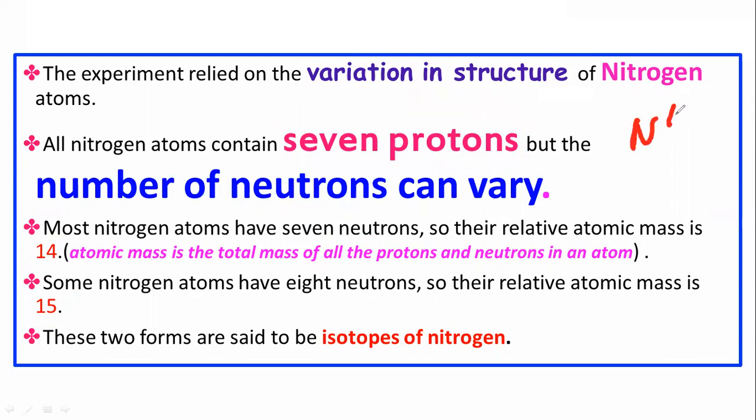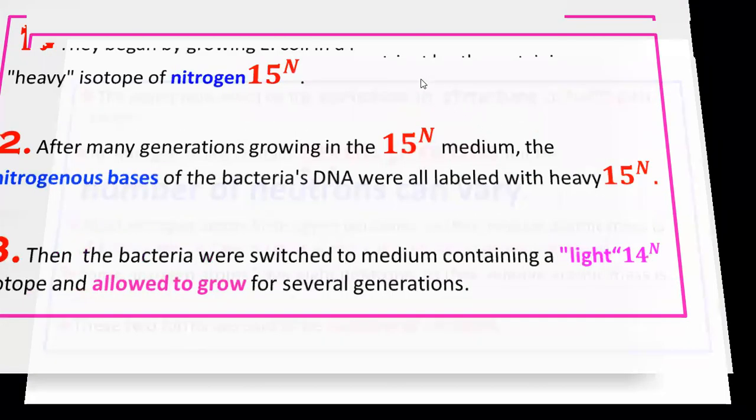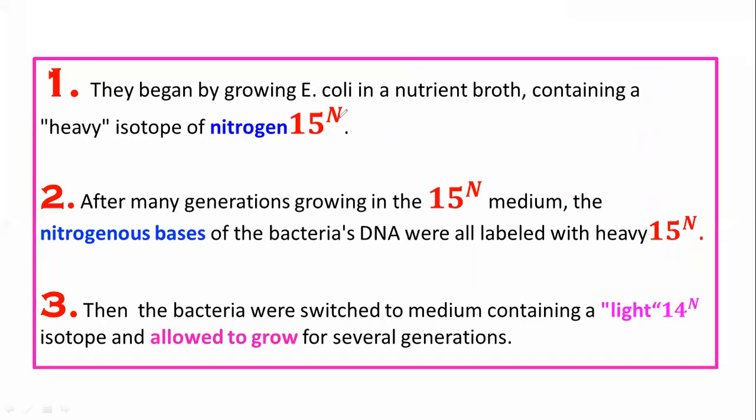We use basically N14 and N15 for this experiment. They are called the isotopes of nitrogen. Why do we use them? Because we wanted to give the bacteria a nitrogen source so that they can build up their protein structure in their body.